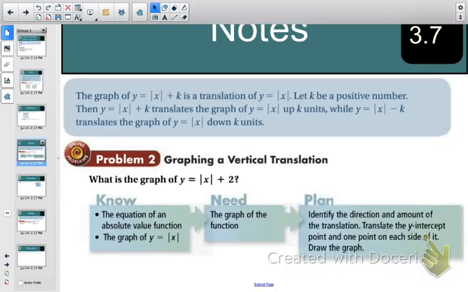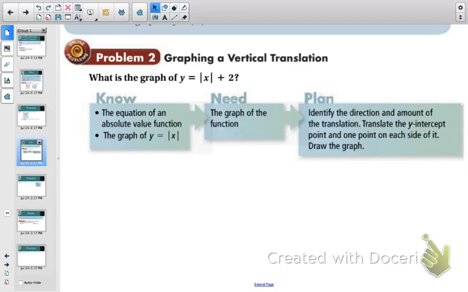So the graph of y equals absolute value of x plus k is a translation. If k is a positive number, it goes up. If k is a negative number, it goes down. So what is the graph of y equals absolute value of x plus 2?